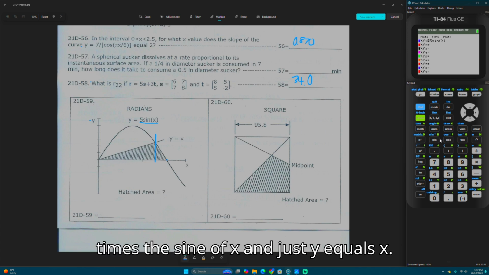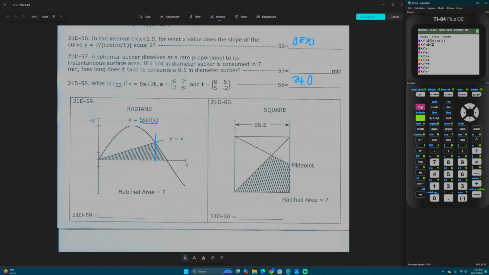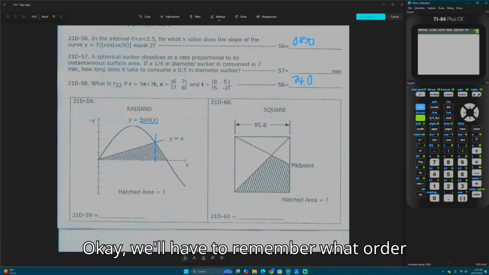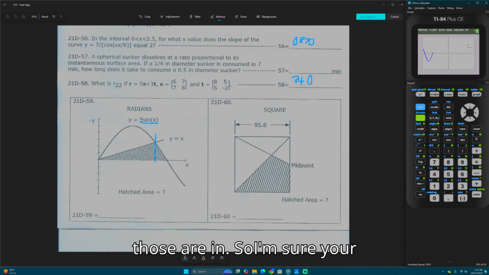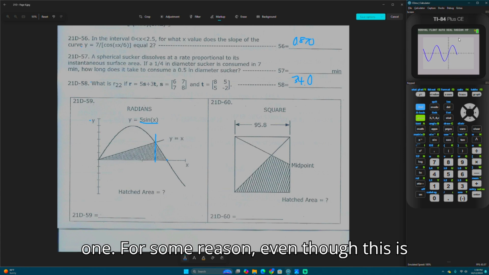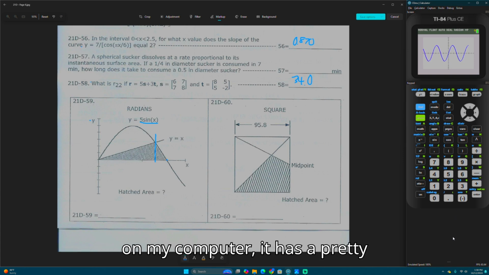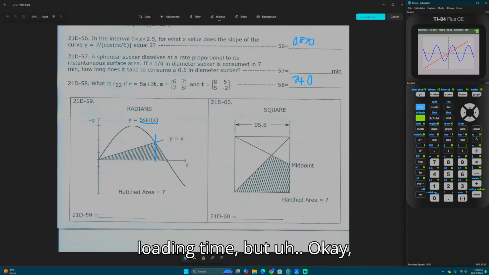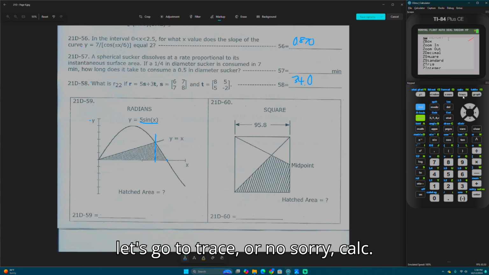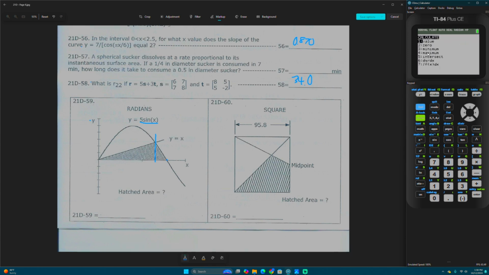Y times the sine of x, and just y equals x. Okay, we'll have to remember what order those are in. I'm sure your calculators are a lot faster than this one. For some reason, even though this is on my computer, it has a pretty slow loading time. But okay, let's go to trace, or no, sorry, calc.